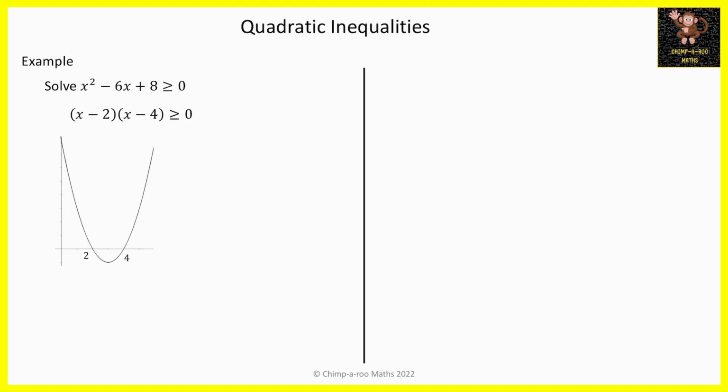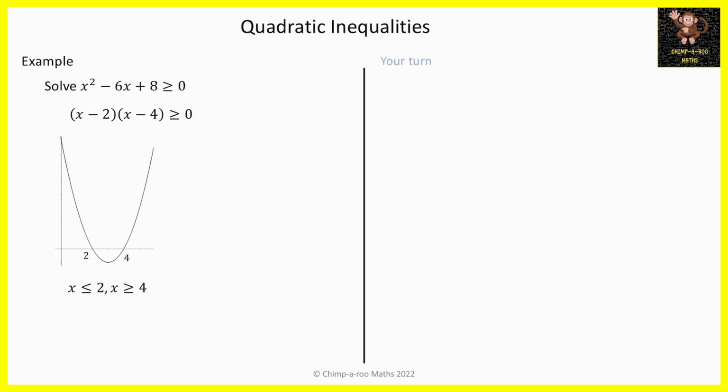So where is this graph greater than or equal to 0? Well, it's equal to 0 at 2 and 4, but when x is less than 2, the curve is above the x-axis, and when x is greater than 4, the curve is above the x-axis again. So there we have two solutions, which we write like this: x is less than or equal to 2 and x is greater than or equal to 4.